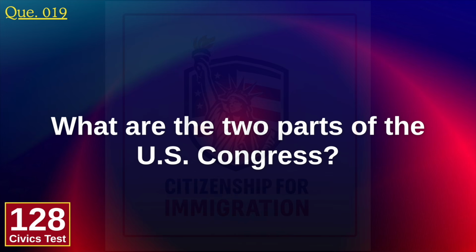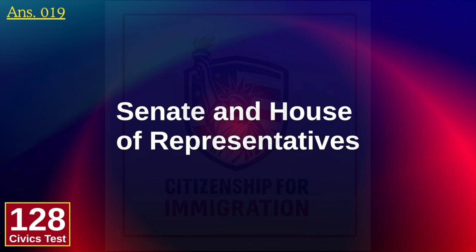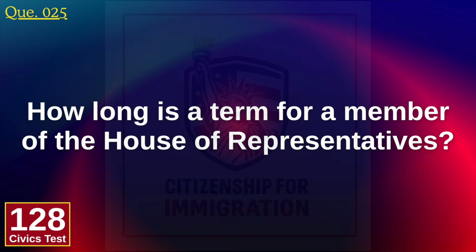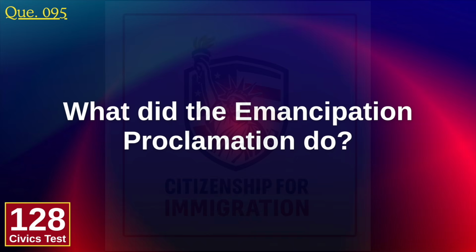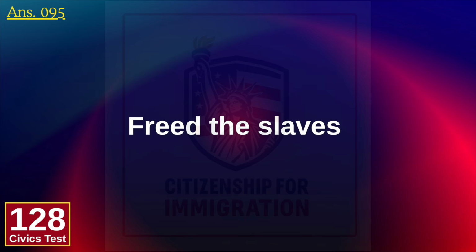What are the 2 parts of the U.S. Congress? Senate and House of Representatives. How long is a term for a member of the House of Representatives? Two years. What did the Emancipation Proclamation do? Freed the slaves.